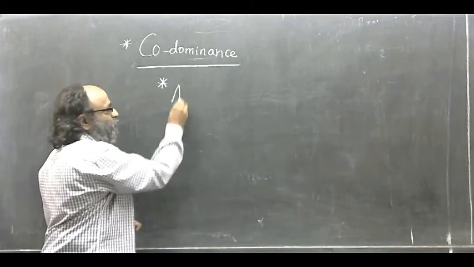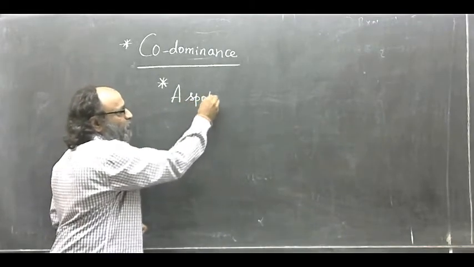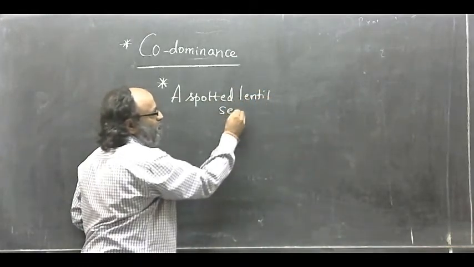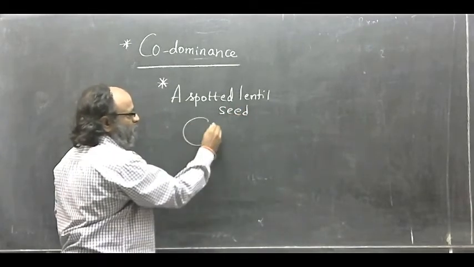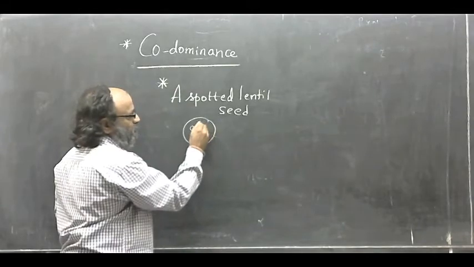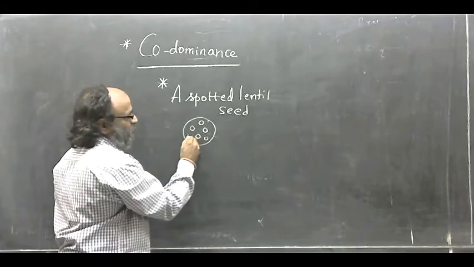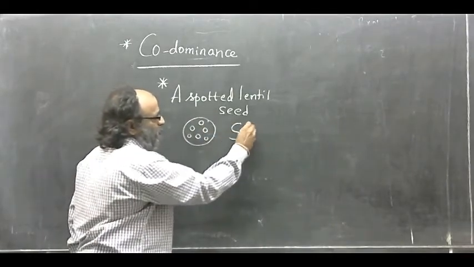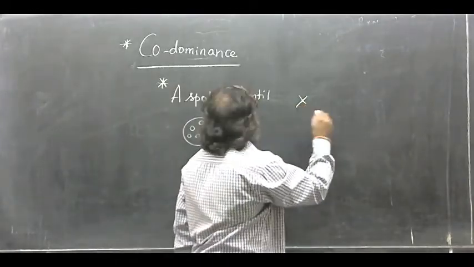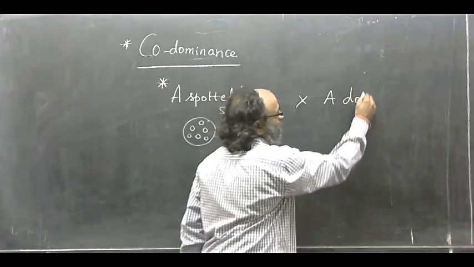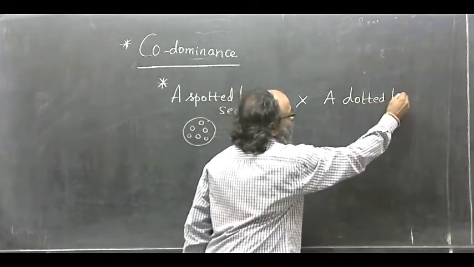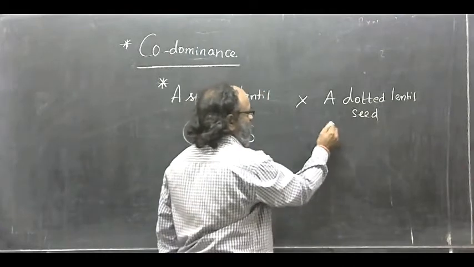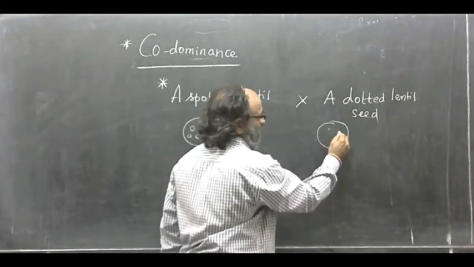A cross is made between a spotted lentil seed, a seed with large-sized spots, and a dotted lentil seed. This is a lentil seed with dots.